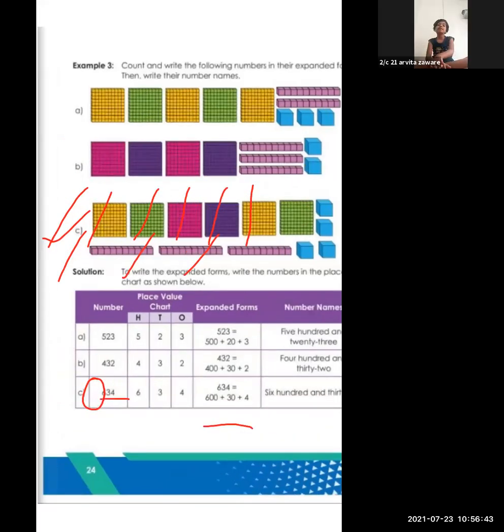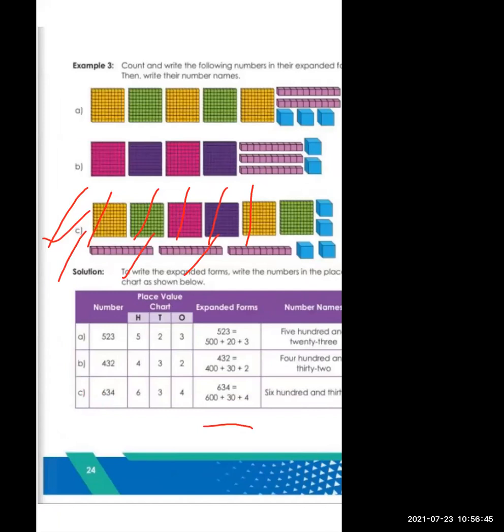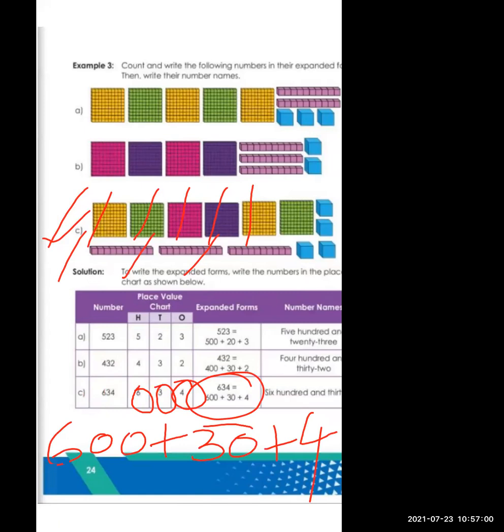Four ones. Yes, very good. 600, 3 tens, 4 ones. So this number we are going to write in expanded form. 600 plus 3 tens, which means 30, plus 4 ones. So we will get 634.